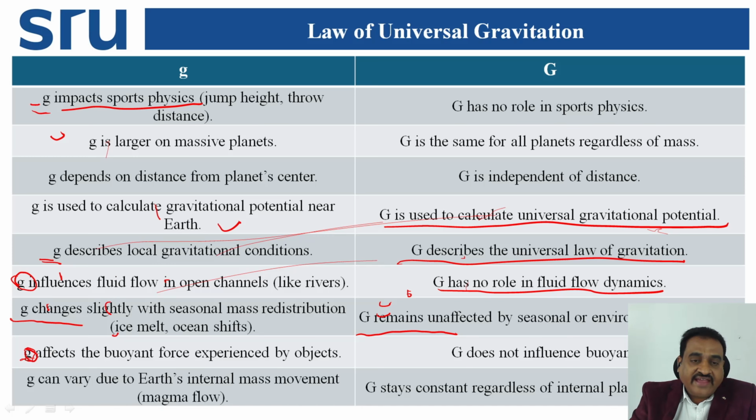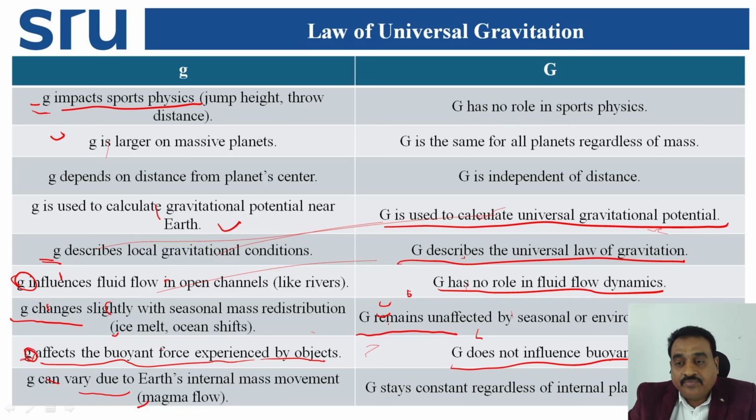Small g, acceleration due to gravity, affects the buoyant force experienced by objects. Capital G does not influence buoyancy. So acceleration due to gravity can vary due to Earth's internal mass movement, that is magma flow. The universal gravitational constant capital G stays constant regardless of internal planetary processes.